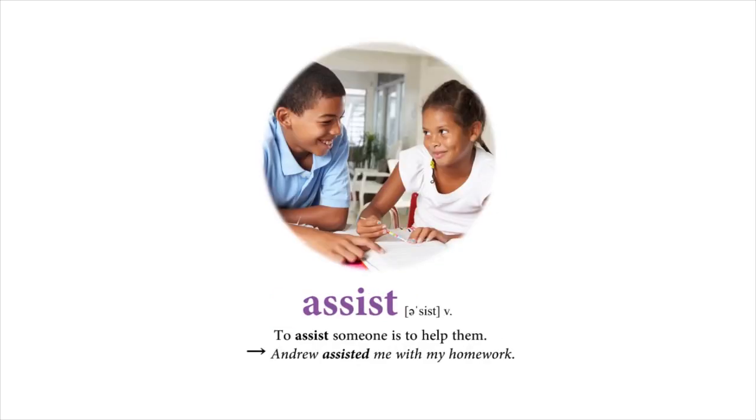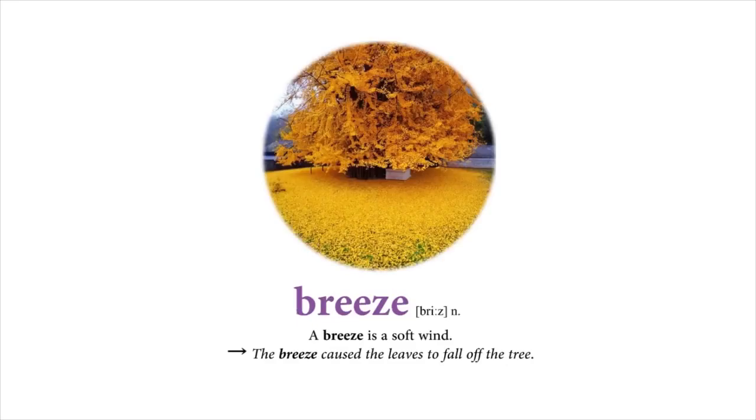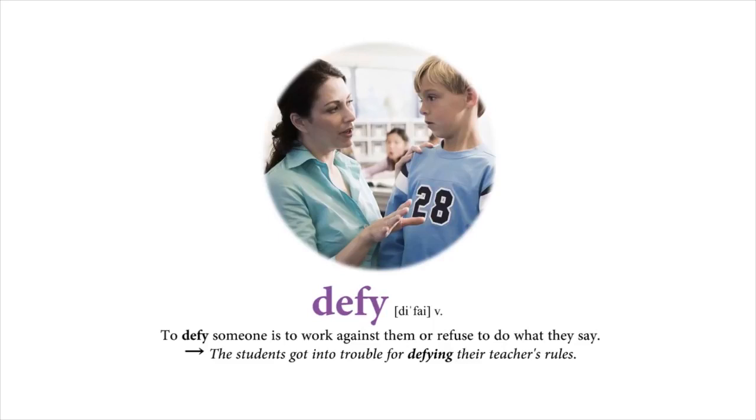Assist. To assist someone is to help them. Andrew assisted me with my homework. Breeze. A breeze is a soft wind. The breeze caused the leaves to fall off the tree. Defy. To defy someone is to work against them or refuse to do what they say. The students got into trouble for defying their teacher's rules.